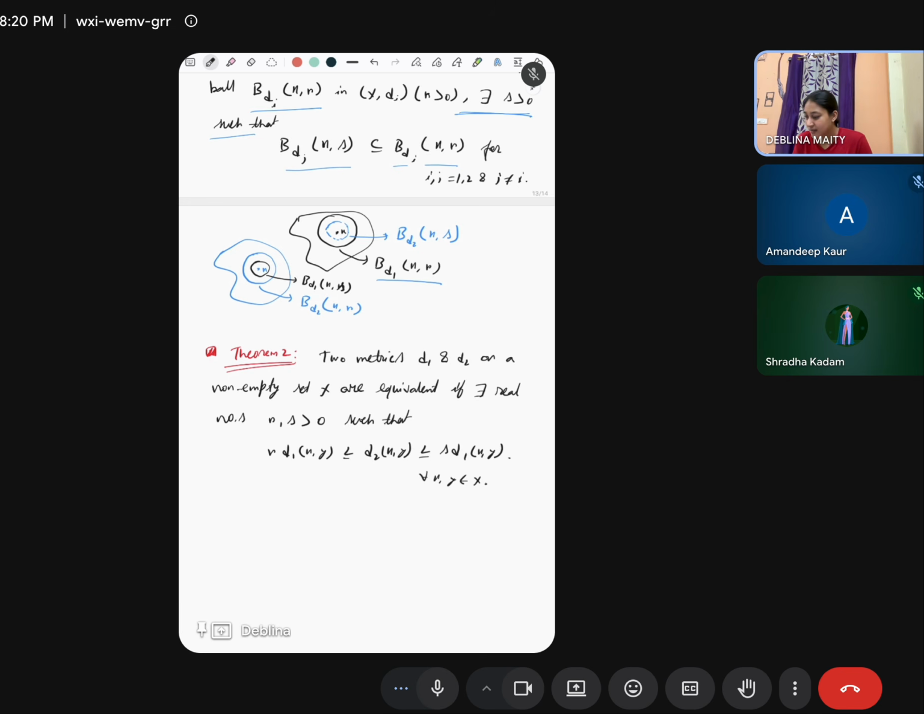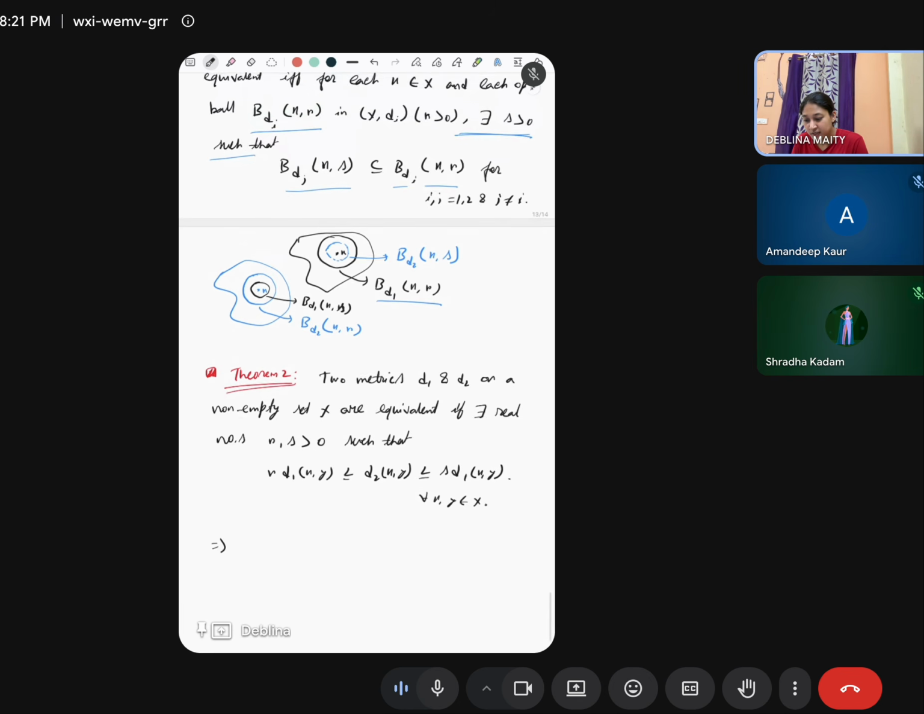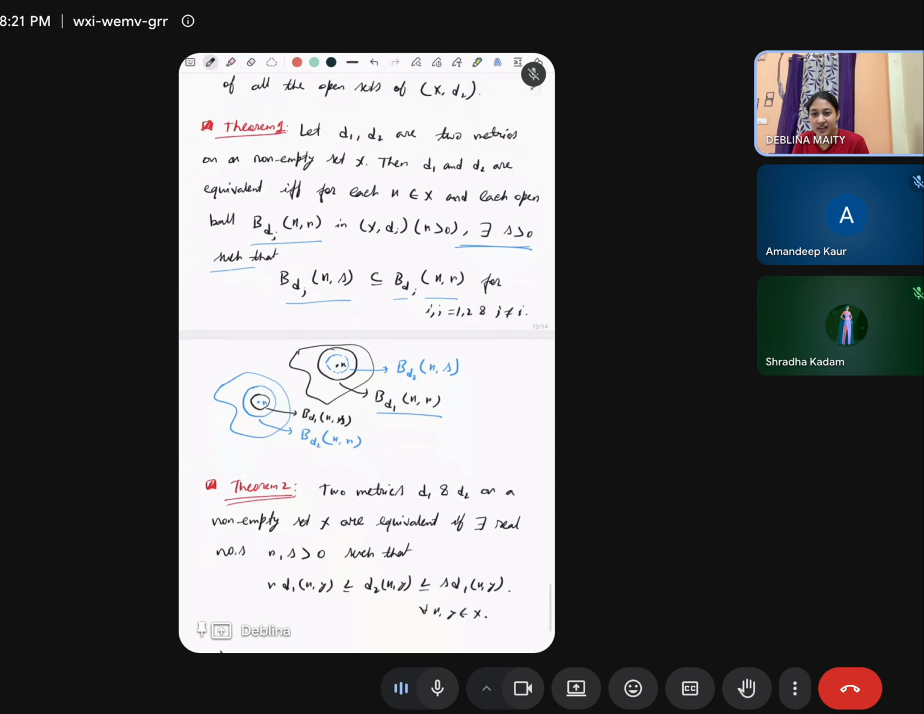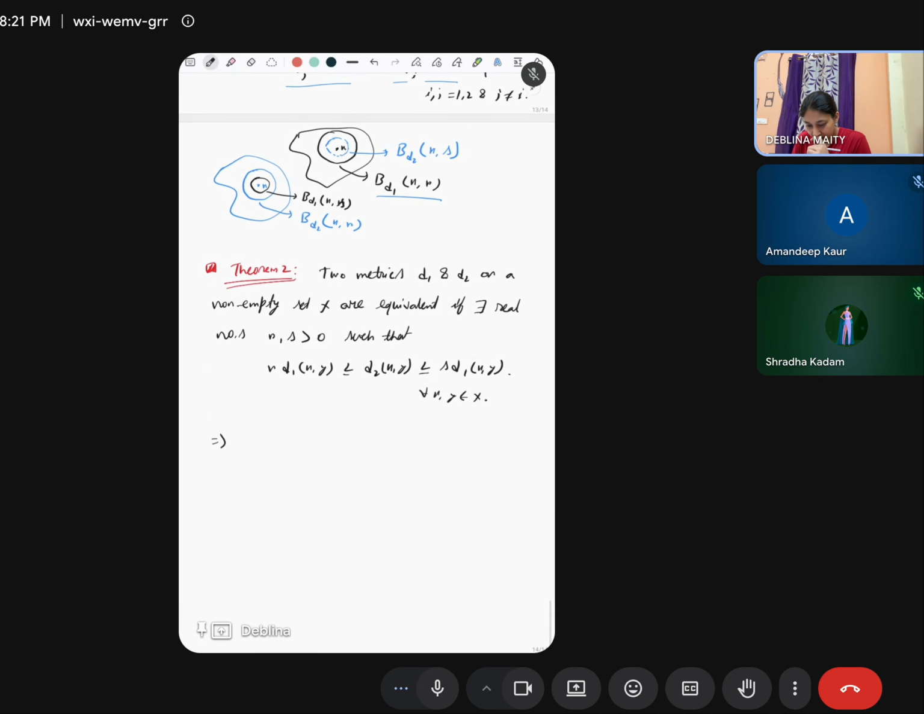For the converse part, I will give an example, and I am skipping the proof due to time. Okay, the proof of this one is short, so I will prove this one. For this proof, I will use theorem 1. That is, we'll take a ball and we'll show that the ball with respect to another metric is contained in that ball. So we have to show these two are equivalent.